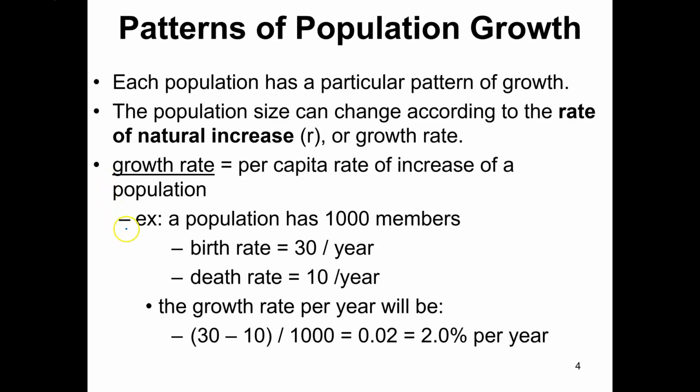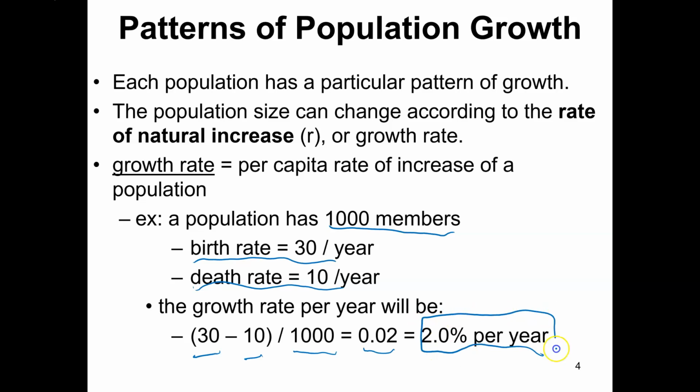So if you have a population of organisms, and the population has 1,000 members, and right now you have a birth rate of 30 live births per year, and you have a death rate of 10 deaths per year. You would take the live births minus the deaths, subtract those, and then you would divide that by 1,000, the total population, and you would get a percentage. Multiply that by 100 and you get that 2% per year would be the growth rate.